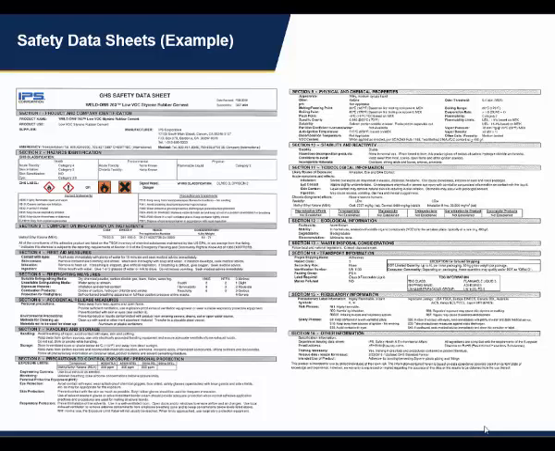So this is an example of a safety data sheet, and it has a lot of information associated with it. I won't go through each section, but it does give you an idea of what you're looking at.